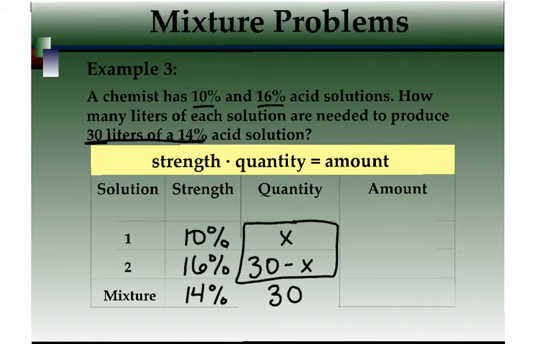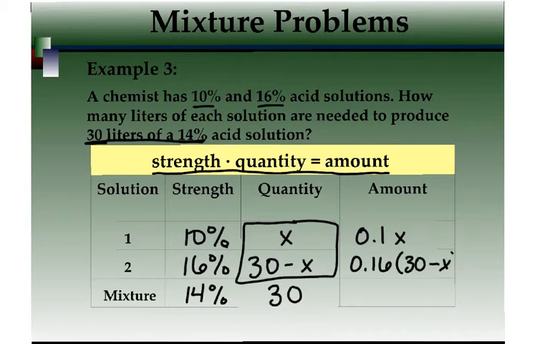But to keep going, our formula up here, strength times quantity equals amount. Again, we're going to multiply our rows straight across to get our amounts in this column here. 10% times x, change your percentages to decimals, so 0.1x, and 0.16 times our 30 minus x, and then our 14% times 30, that is going to equal 4.2.